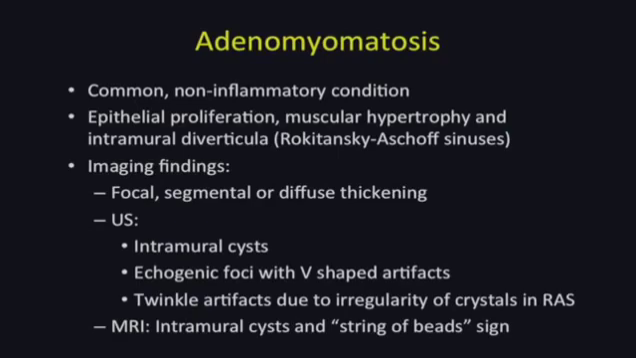On ultrasound, one looks for evidence of intramural cysts with echogenic foci with V-shaped or comet-tail artifacts that are hallmarks of adenomyomatosis on ultrasound. Color flow Doppler is also helpful, showing twinkle artifacts due to the irregularity of the crystals within the Rokitansky-Aschoff sinuses. MRI is also very specific. The intramural cysts are seen as a string of beads or pearl necklace sign.